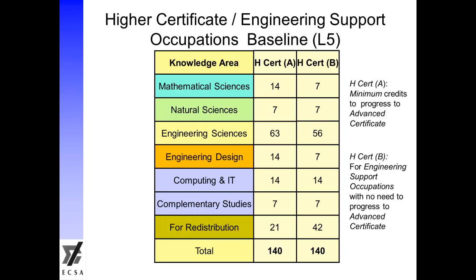This slide shows the baseline for the two types of certificates at level 5. Type B is aimed at engineering support occupations where there is no need to progress to the advanced certificate. Type A has more credits associated with mathematical and engineering sciences and engineering design, and allows for seamless progression to the higher certificate. Both types have a total of 140 credits.